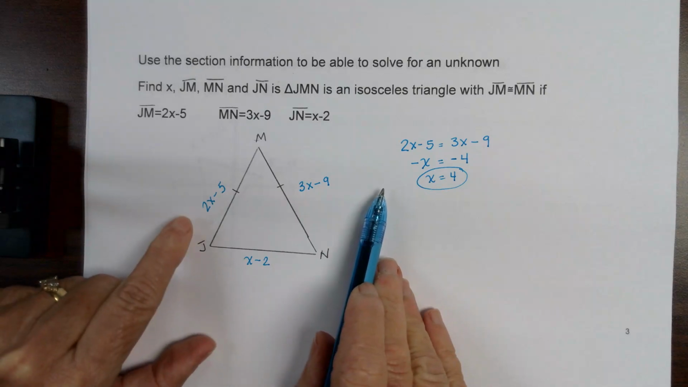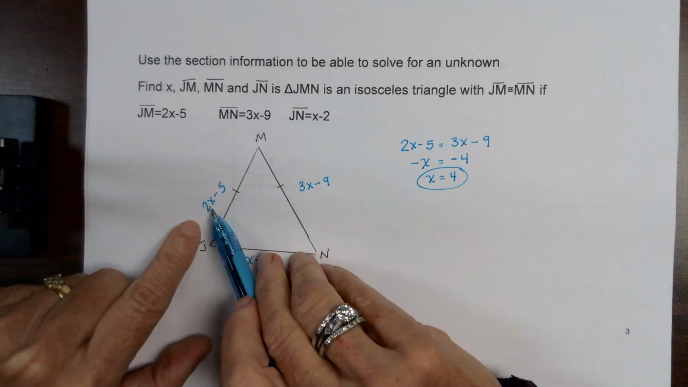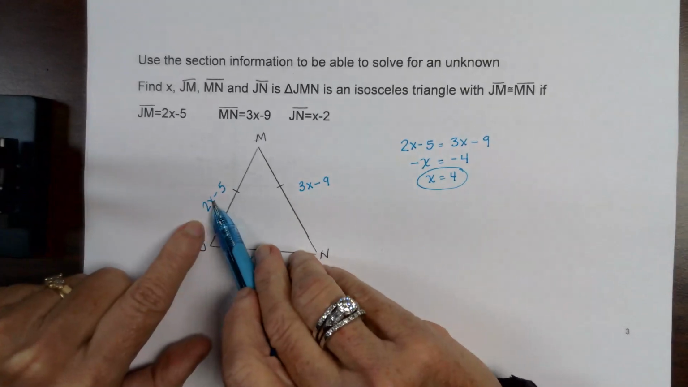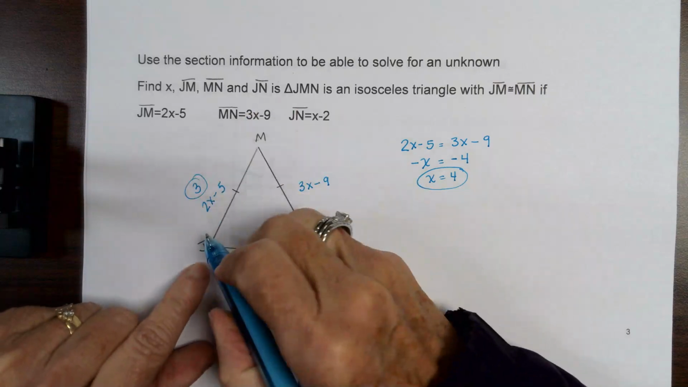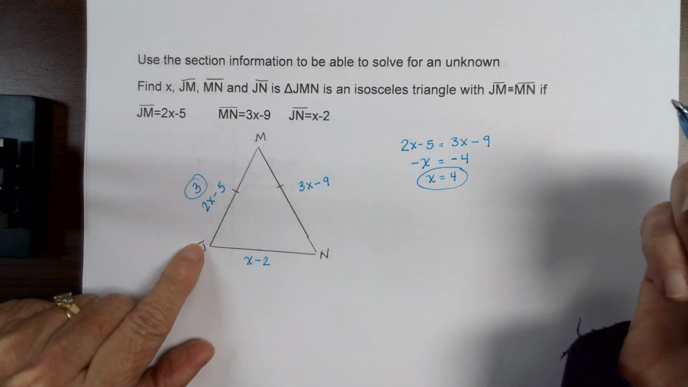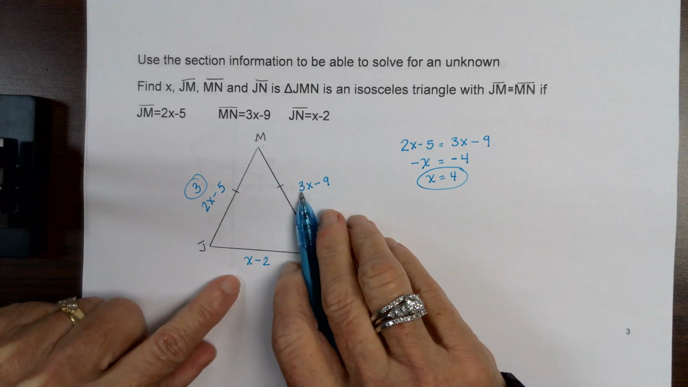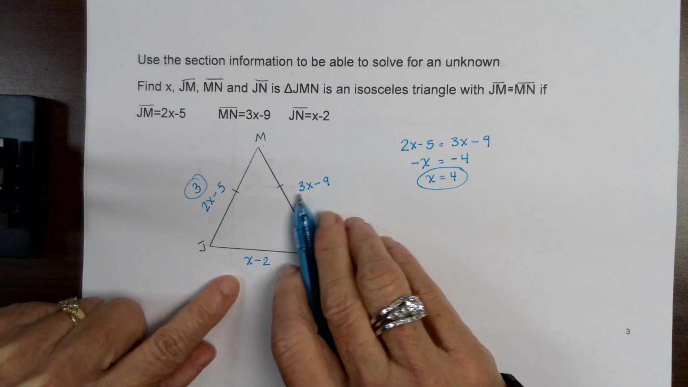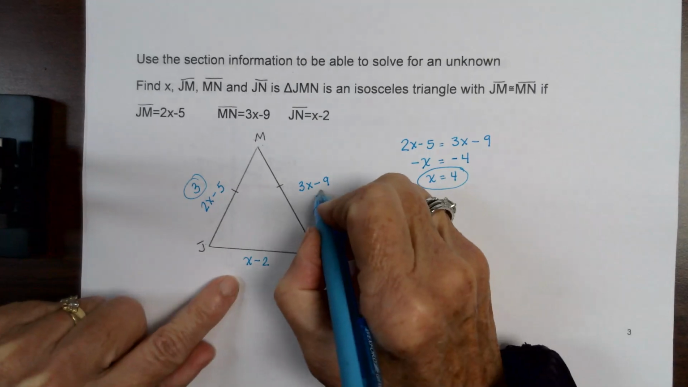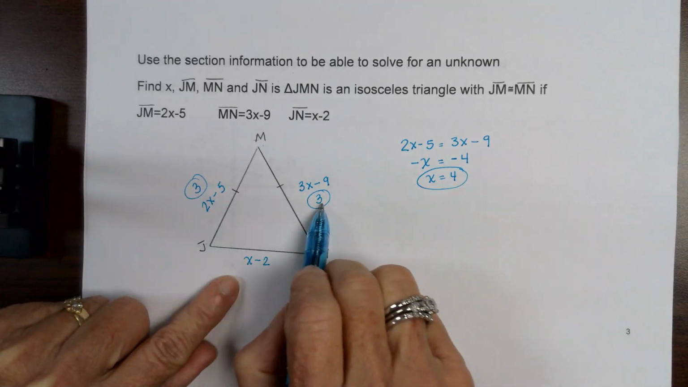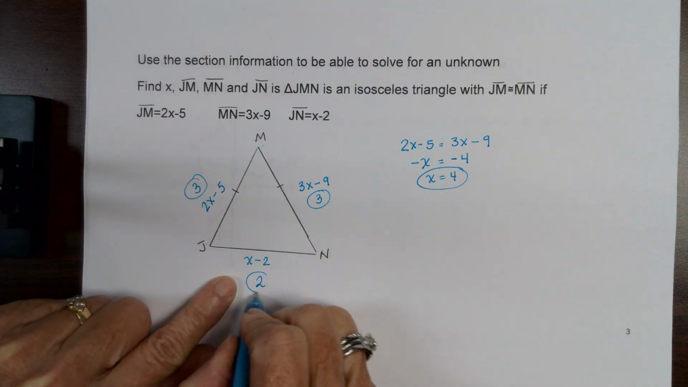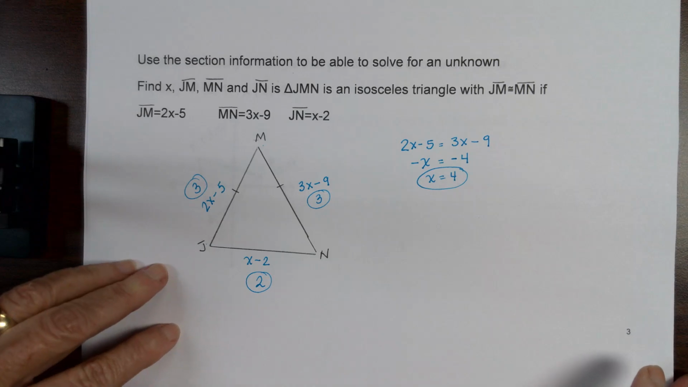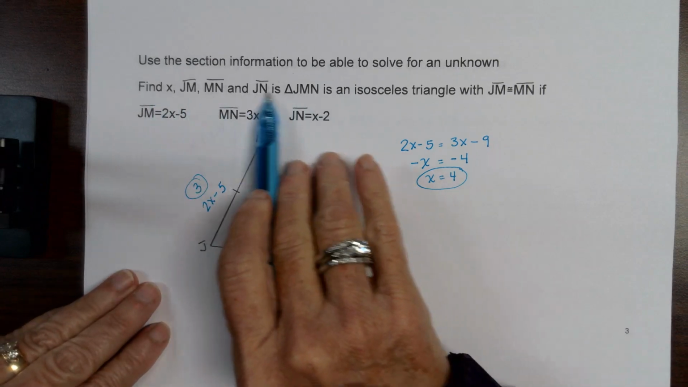Now, that's one thing I needed to find. But then it asked me to find each side. So I'm going to plug back in here. So I have 2 times 4, which is 8. 8 minus 5 is 3. So JM would be equal to 3. And then I have a 3 times 4, which is 12. 12 minus 9, also equal to 3, which makes sense because they're congruent. And then I have a 4 minus 2, so this side down here is equal to 2. Make sure you read the instructions as far as what they're asking you for.